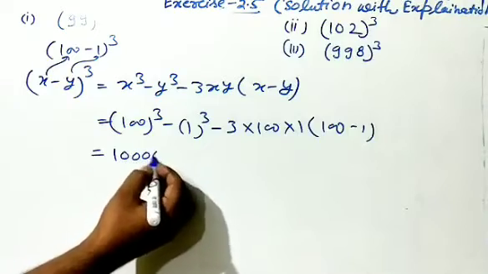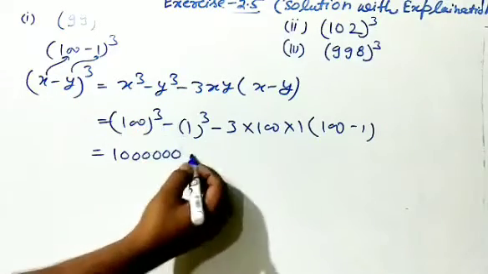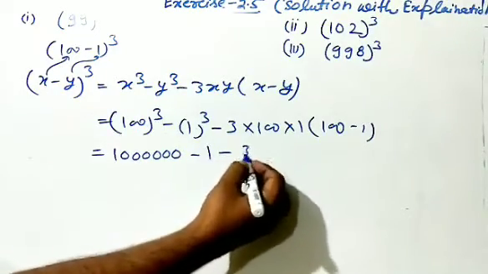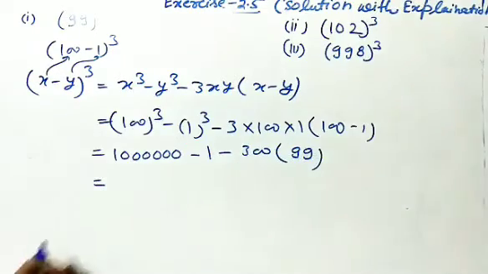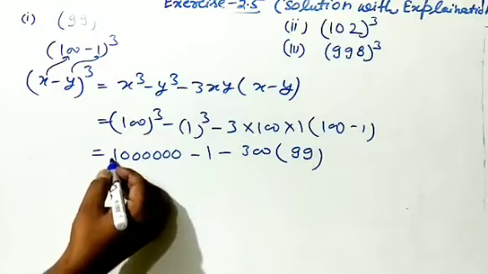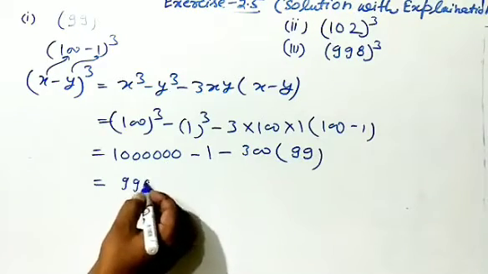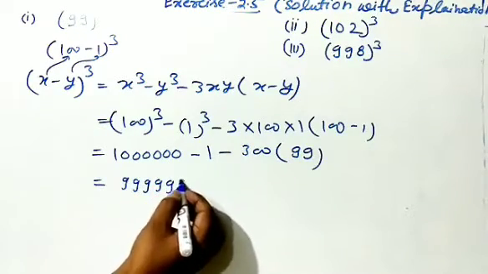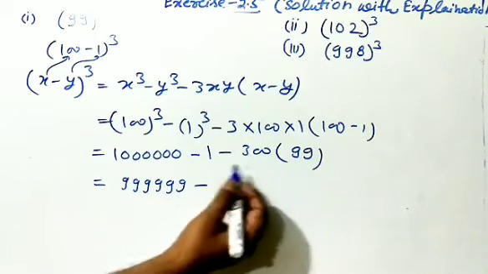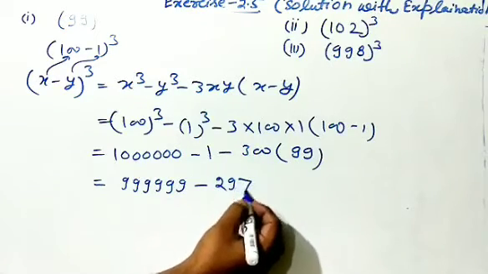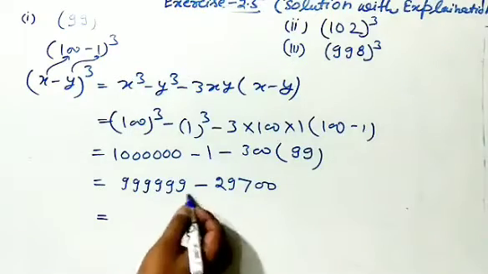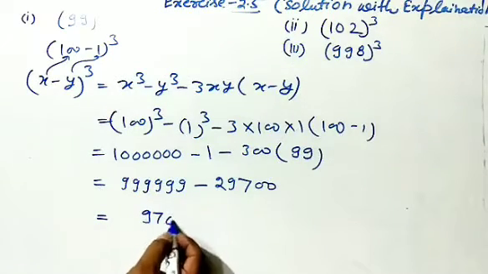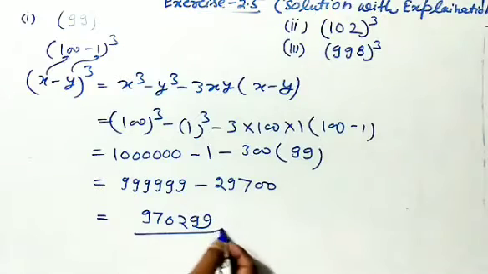1, 2, 3, 4, 5, 6. Cube minus 1 minus 300 and bracket 99. Got it? When you subtract 999999 minus 29700, you get 970299.